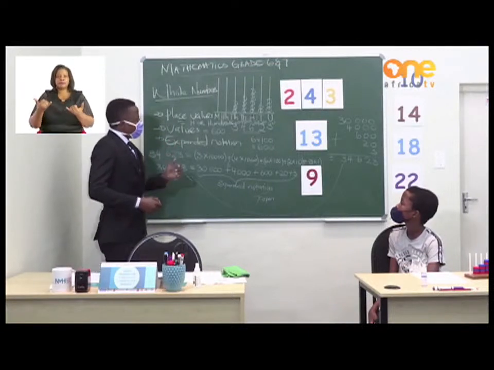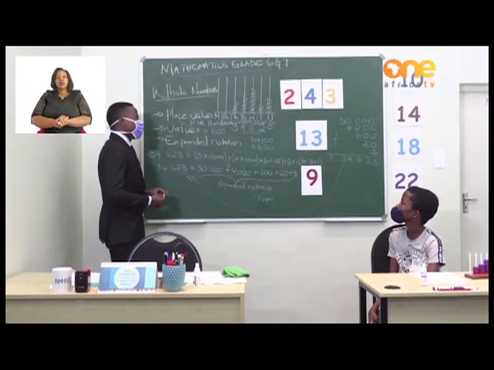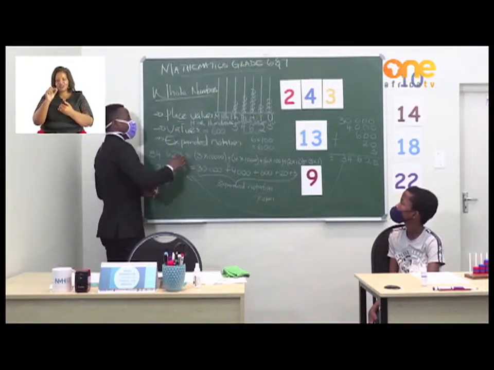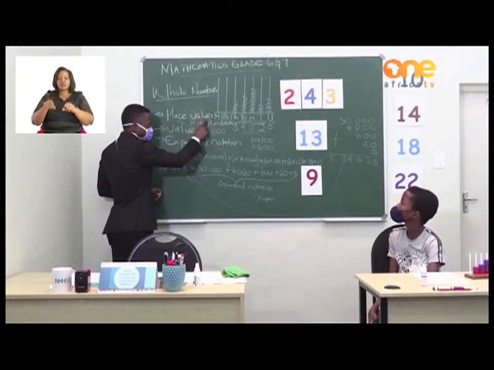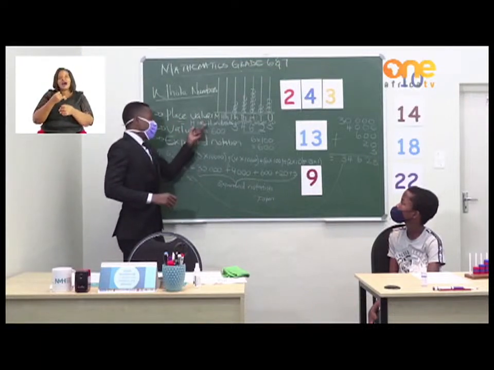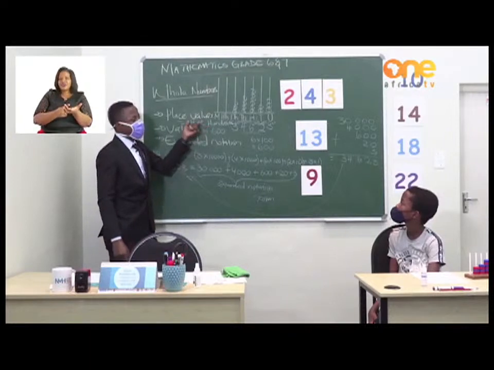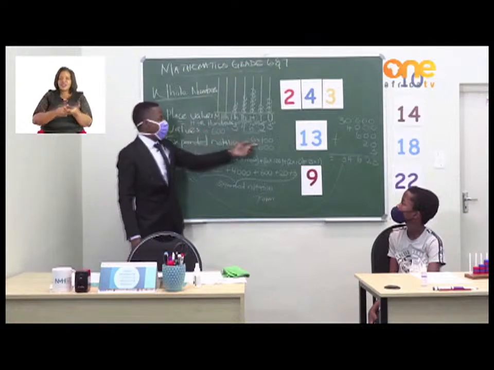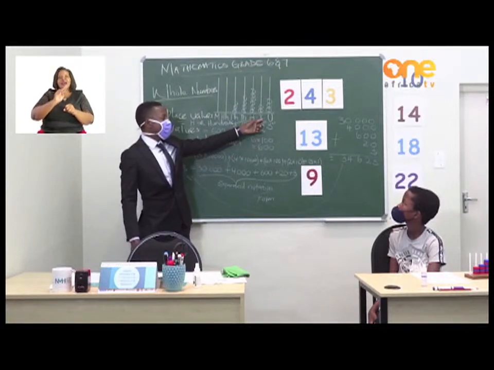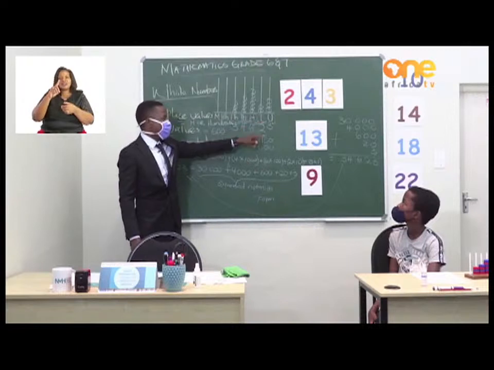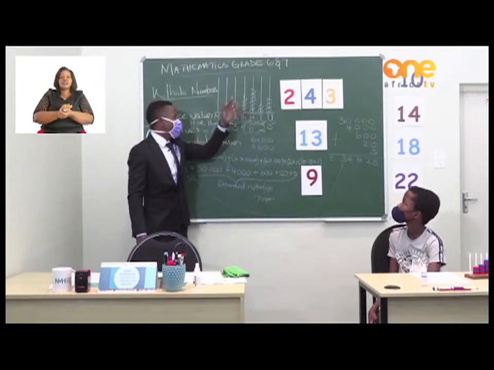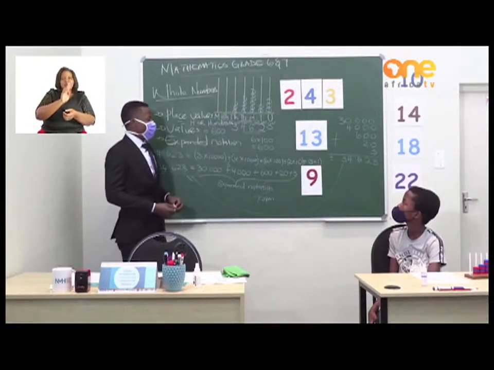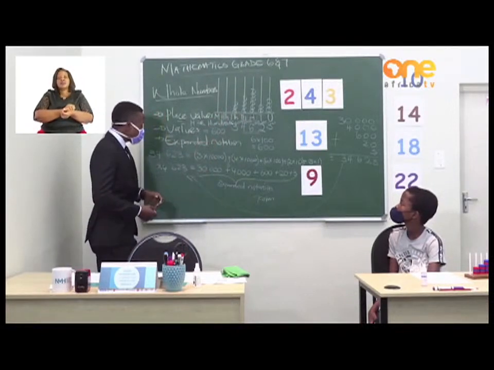Now, to recap the 3 terminologies, we need to understand that the place value, when they ask you for the place value, we either write a word or an abbreviation. Place value of 2, you can say is tens. Of 3 is unit. Of 4 is thousand, and it goes.